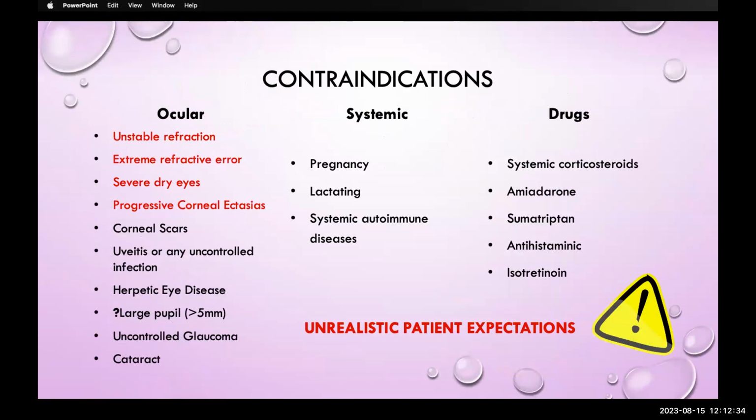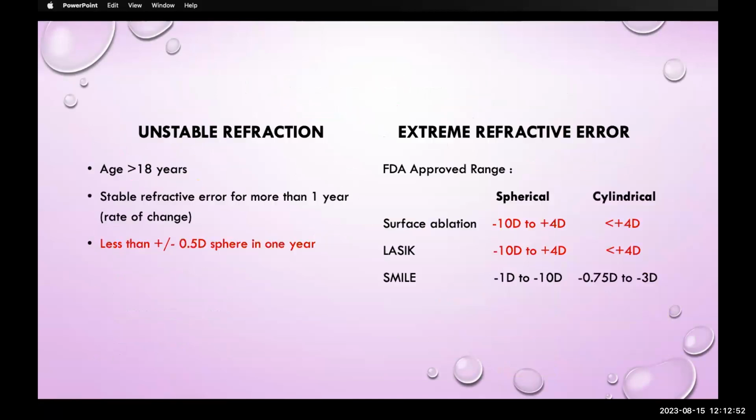The ocular contraindications include unstable refraction, extreme refractive error, severe dry eyes, progressive corneal ectasias, etc. In systemic contraindication, it could be pregnancy, lactation, and systemic autoimmune disease. And various drugs are also in contraindication. Unrealistic patient expectations could be another relative contraindication.